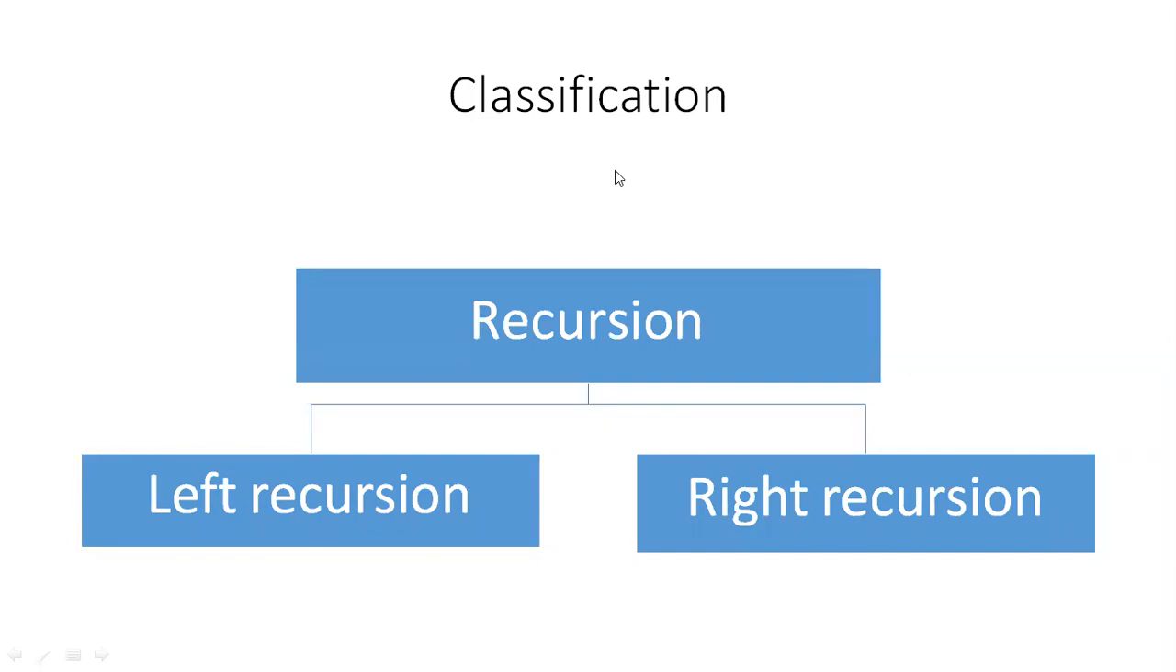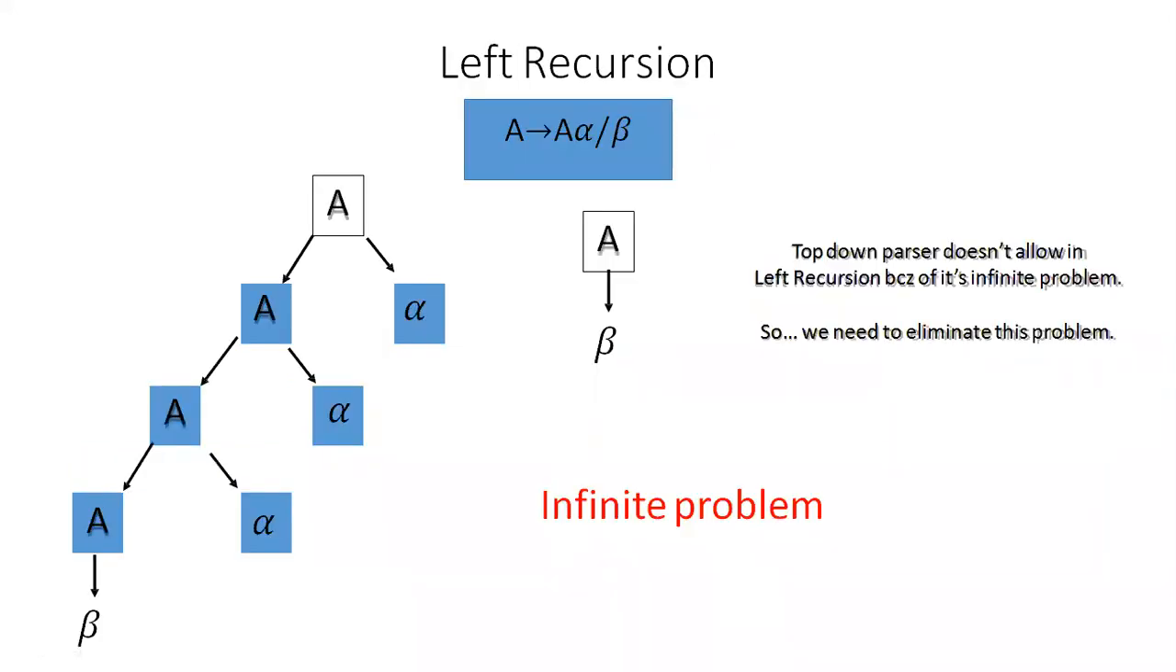Two types of recursions: one is left recursion, another is right recursion. What is left recursion? See, here we have a syntax. Make a note of that syntax: A tends to A alpha or beta. What it means is that a left recursive grammar is a grammar in the form of A tends to A alpha or beta, deriving the input in one or more steps. Here A is a non-terminal and alpha denotes some input string.